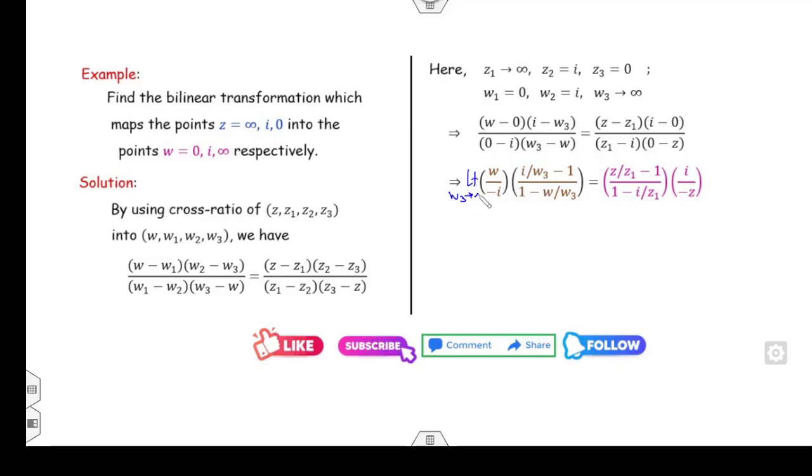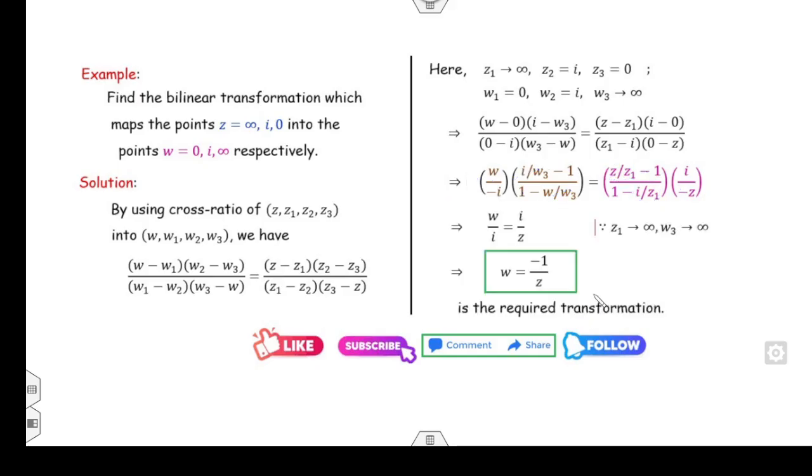Now you can substitute the limit. W3 approaches infinity, this value will be 0. This value will be 0. The numerator becomes minus 1. So that will be W upon iota. Similarly, this quantity will be 0, this quantity will be 0. It's a minus 1. Minus minus cancel. So can you find the value of W? Iota square, iota square will be my minus 1 over Z, which is the required answer of the problem.